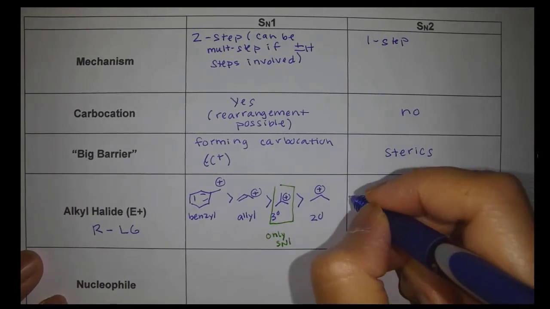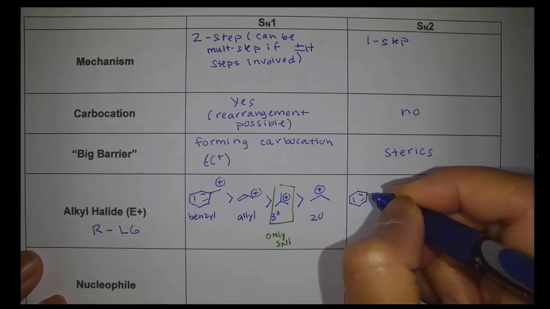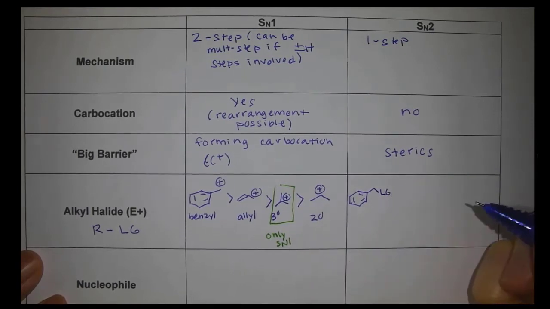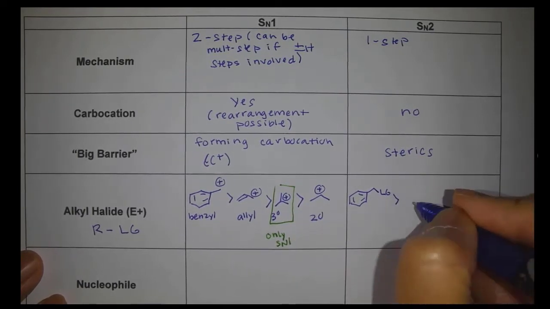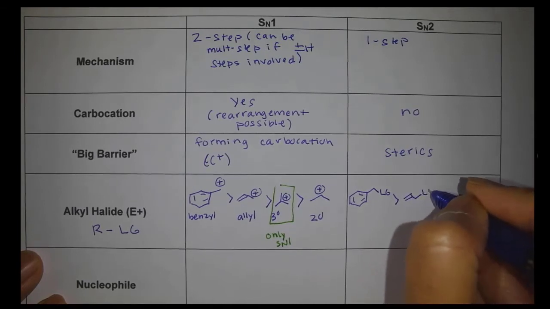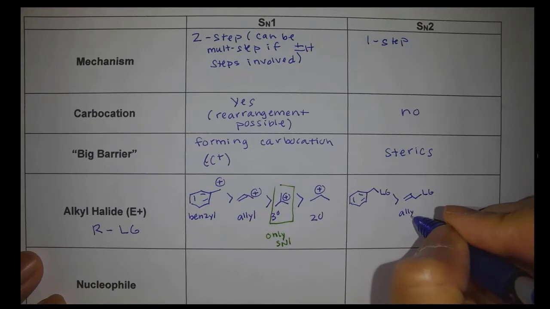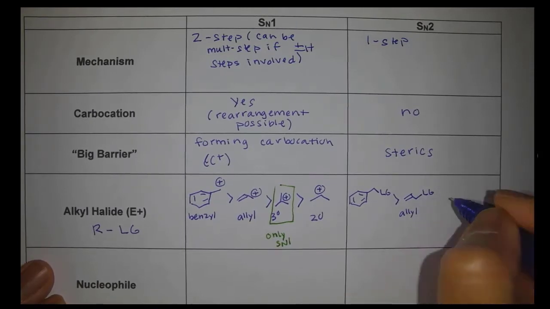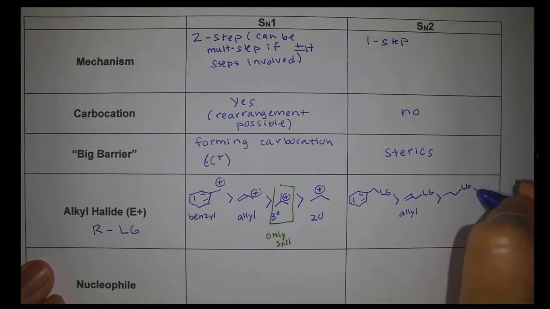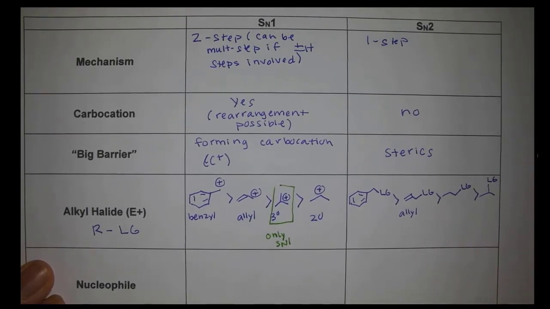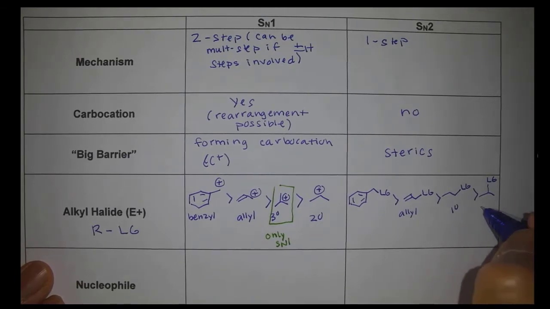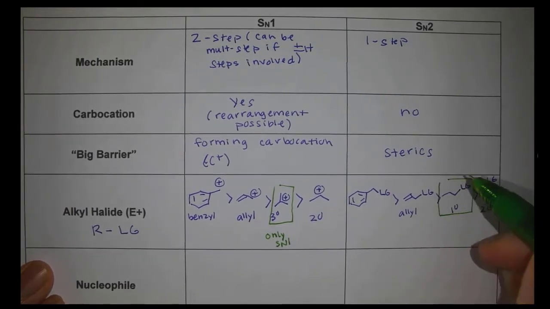For SN2, we use the benzyl. So benzyl can be SN1 or SN2. I'm just going to put the leaving group there. That one will be faster than the allyl. An allyl is the carbon next to the double bond. Then we have primary and then secondary. And this one will only do SN2.